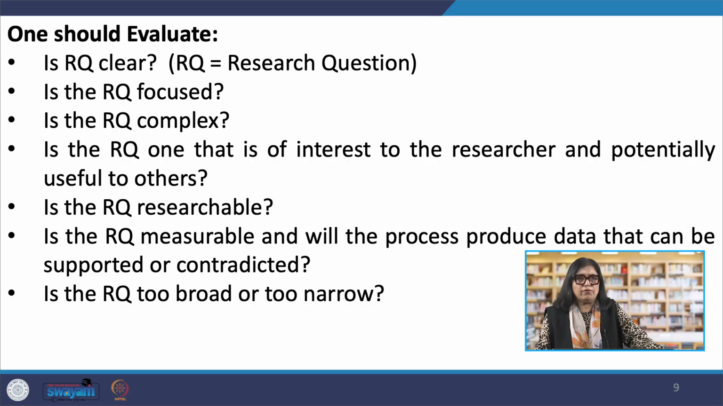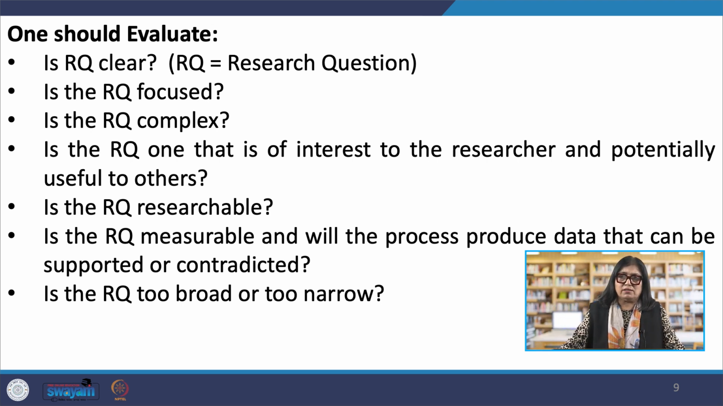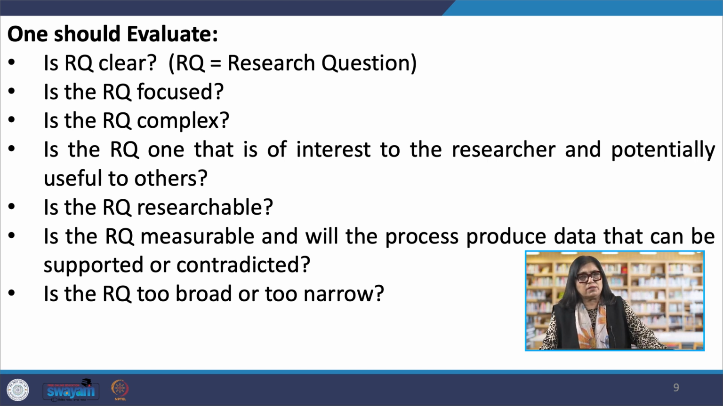Once a question has been framed, one should evaluate it. Is the research question clear, focused, complex, and of interest to the researcher and potentially useful to others? Is the research question researchable, measurable, and will the process produce data that can be supported or contradicted? Is the RQ, meaning research question, too broad or too narrow?